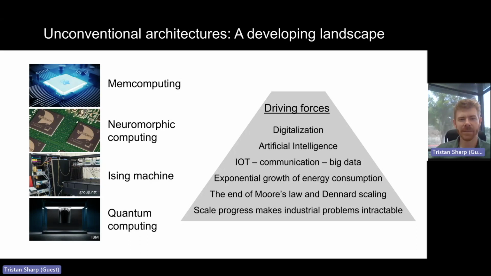Of course, we have big technological forces, which essentially are that there's a gap between Moore's law coming to an end and the scale of things that we're doing in society. That means demand for lower energy compute, faster compute, and solving problems that are currently intractable. Those are the driving forces.